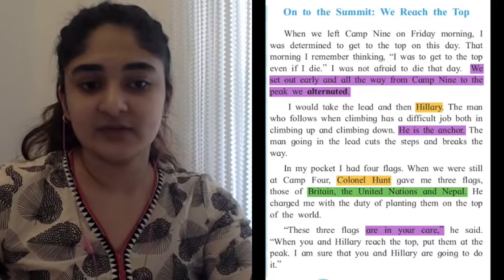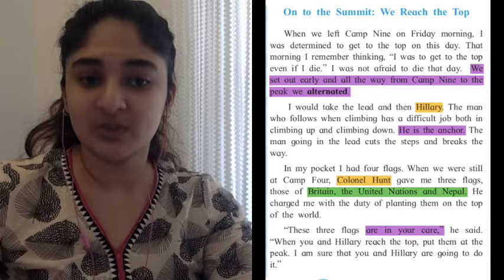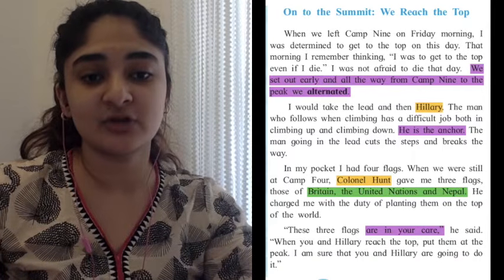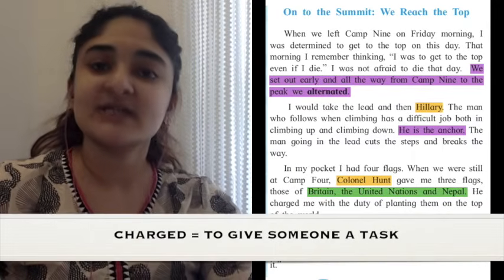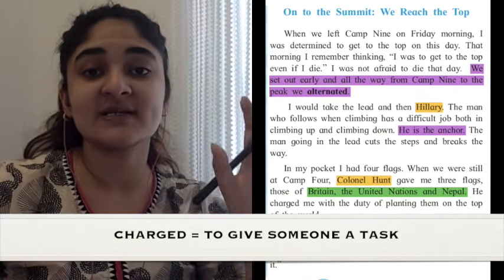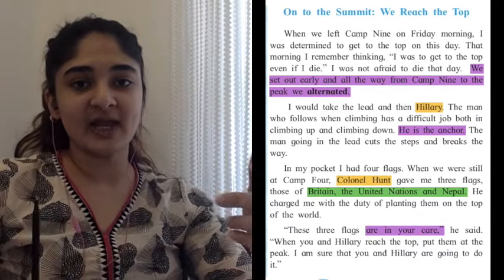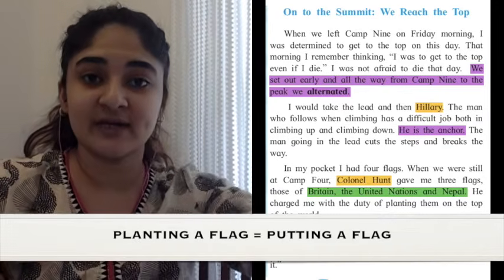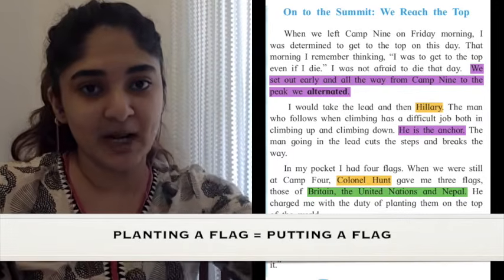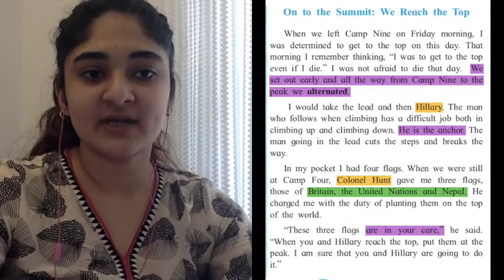इसमें last line of the third para says that Colonel Hunt charged me with the duty of planting them on the top of the world. Charged me का मतलब होता है he gave me the duty. He assigned me this duty. And of planting them. Planting a flag basically means उस flag को जाके वहाँ पे लगाना. It is to plant. इसमें एक बहुत important message दिया गया है.